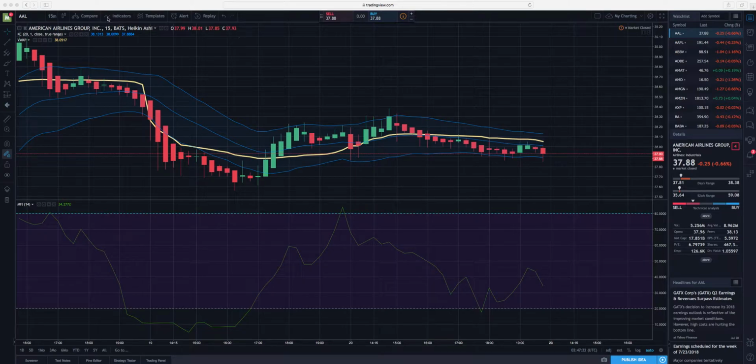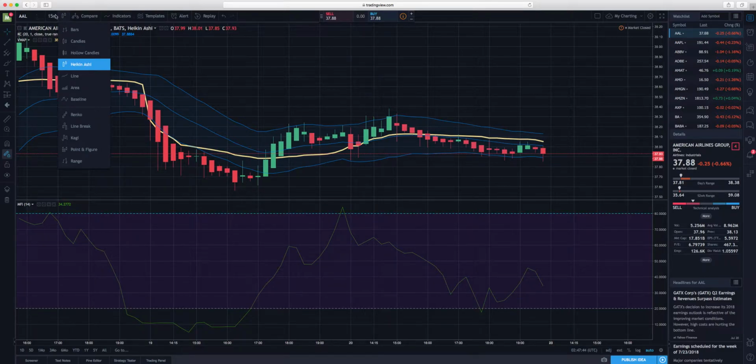Just wanted to go over a trading strategy that I have been playing around with options, and it's called the Heikin Ashi candlestick method. A Heikin Ashi candle is a momentum-based candle, and it's what we're looking at right here on this chart at TradingView.com. So you can go to TradingView.com.